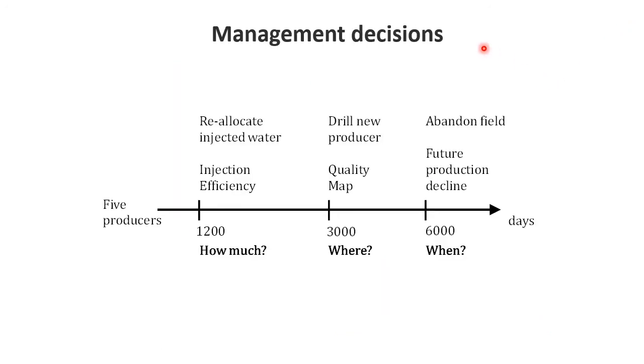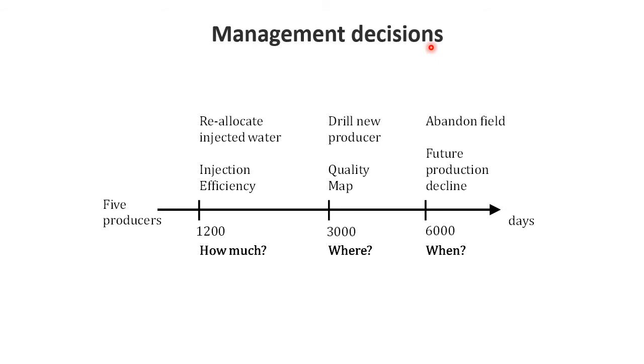So what kind of decisions does a manager make in production planning? There are a number of types of decisions, and I'll just illustrate 3 of them. For example, this is in the case where we're already producing the reservoir. So we're not in the case where we are appraising the reservoir.